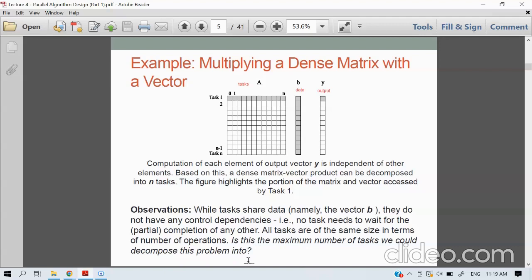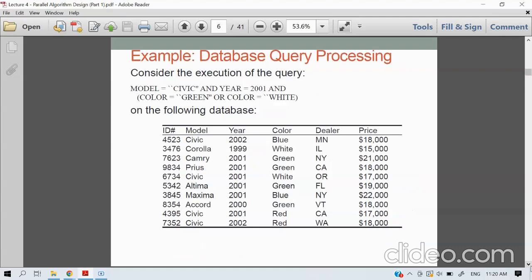So we need to do something. We need to analyze our problem. How to analyze it? We need to use the graph that we have discussed in the previous slide. Okay. So let's look at another example. This is database query processing. So this is the SQL query.